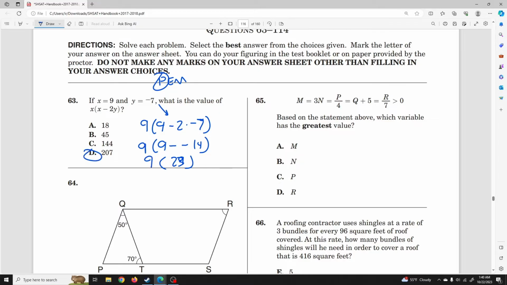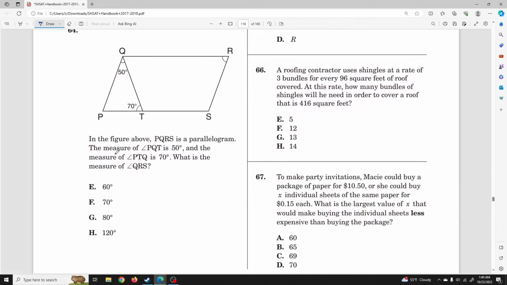So moving on to number 64, it says that in the figure, PQRS is a parallelogram, the measure of PT is 50, and the measure of angle PTQ is 70 degrees. What is the measure of angle QRS, right? So in a parallelogram, we're dealing with parallel lines, right? So these two lines are going to be parallel to one another, and these two lines are going to be parallel to one another, right? But we're just going to focus on the top and bottom, right?